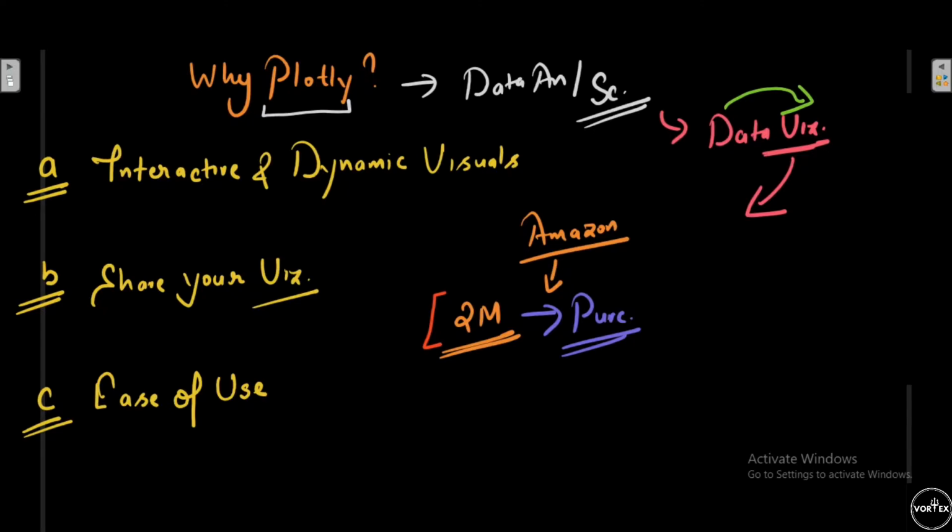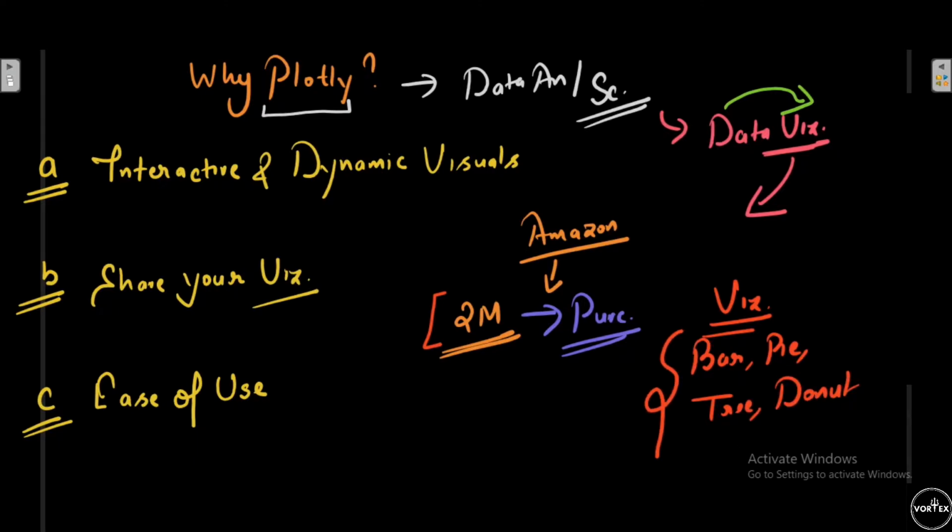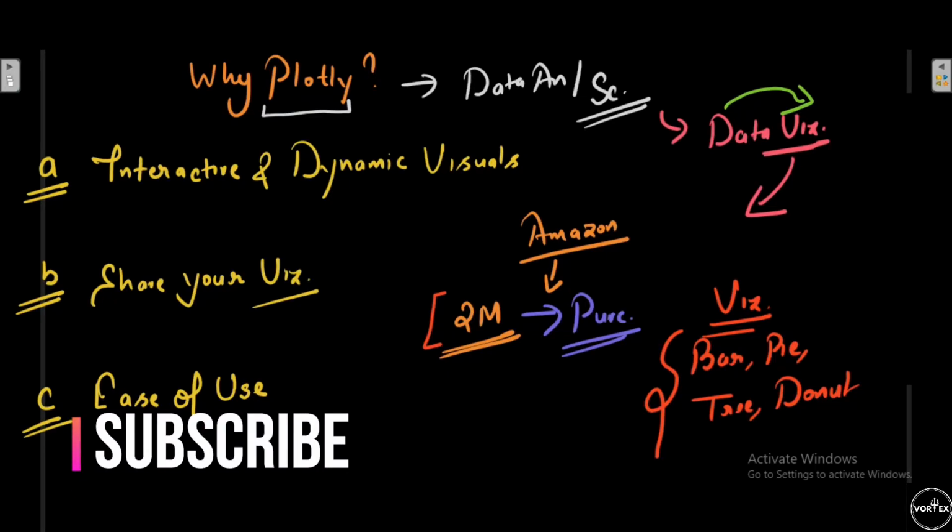But by using some visualization, you can think of using a bar chart, a pie chart, a tree map, or a donut chart. These are a couple of visualizations that you can think of. Apart from this, there are tens of visualizations. If some of these visualizations are alien to you, don't worry, we will cover each and every visualization in great detail in this course.